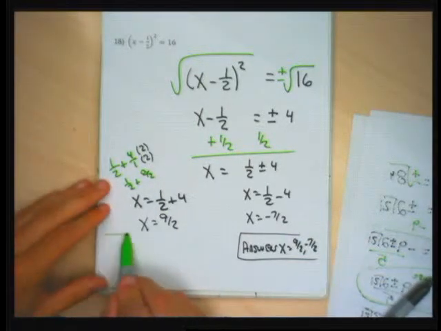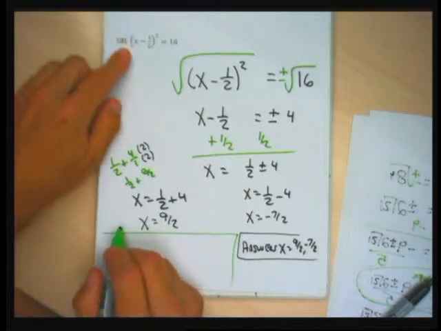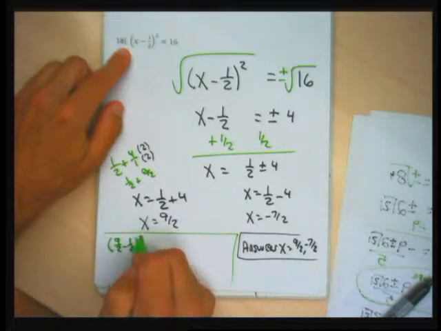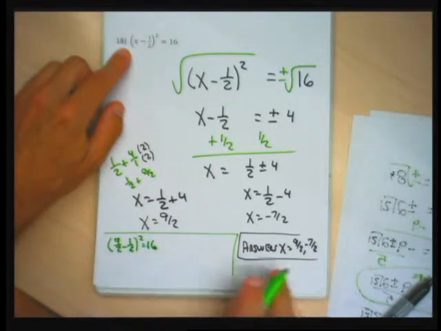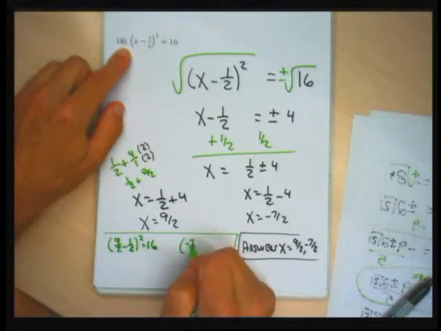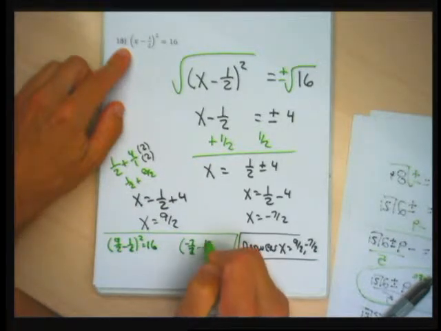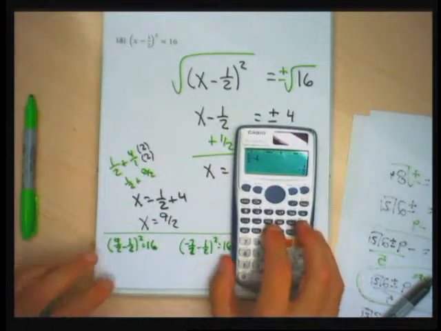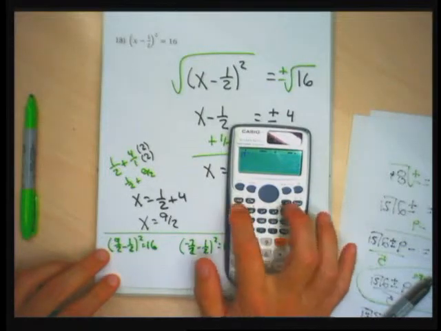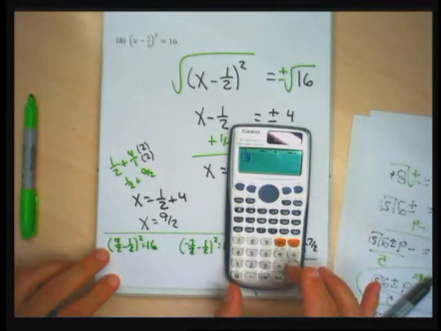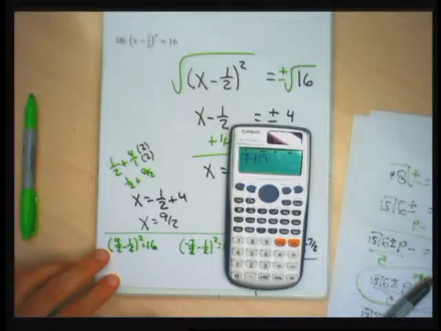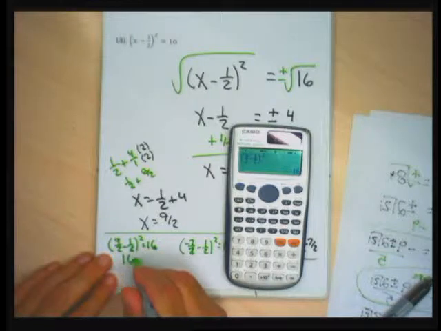Now I'm going to check. Didn't leave myself a lot of room. So the original problem, if I put 9/2 in, I'm going to go 9/2 minus 1/2 squared, see if that equals 16. And then if I change the x to negative 7/2, I'll go negative 7/2 minus 1/2 squared and see if that equals 16. So again, not something I'd probably check by hand, but my calculator makes this kind of effortless. So 9/2 minus fraction 1/2, close out my parentheses, square. That's checking the 9/2. When I hit enter, it best say 16. Because it does, I know 9/2 is a solution.